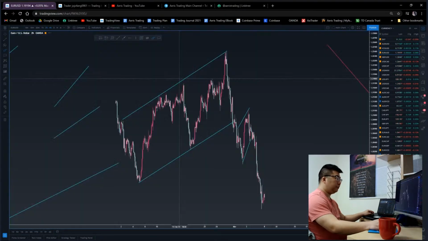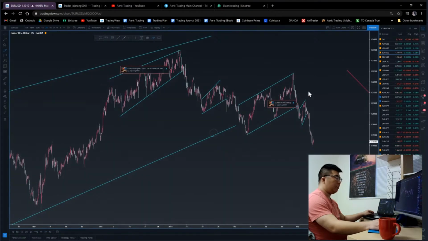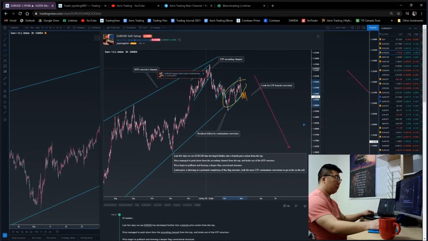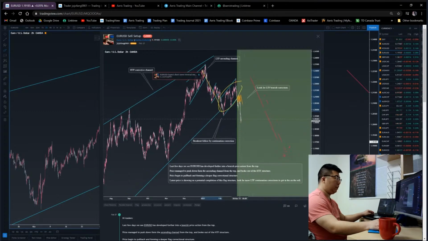Euro dollar, same idea, same approach. Seeing this continuation correction to correct this move, so naturally looking for further downside. There was a correction. Now that we break this previous low, if we get further correction here, it would be a valid sell here to the bottom here.